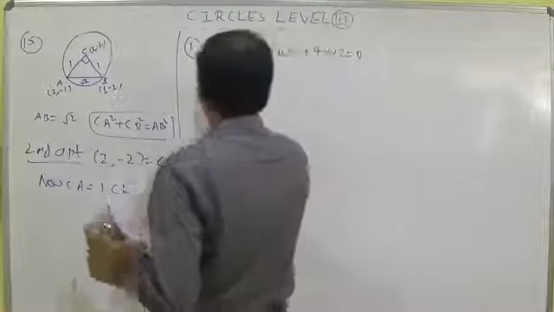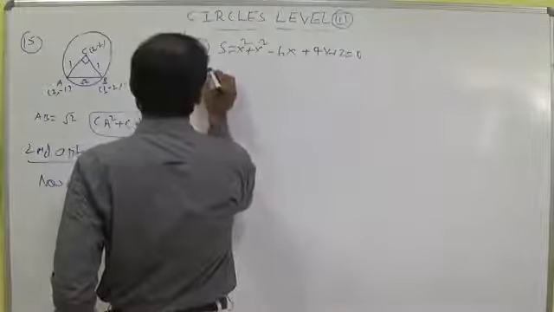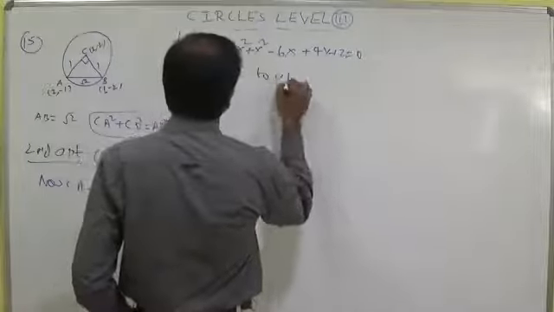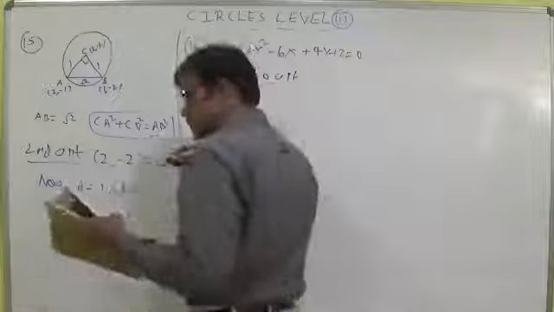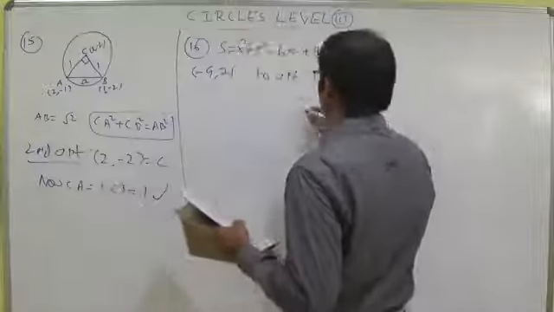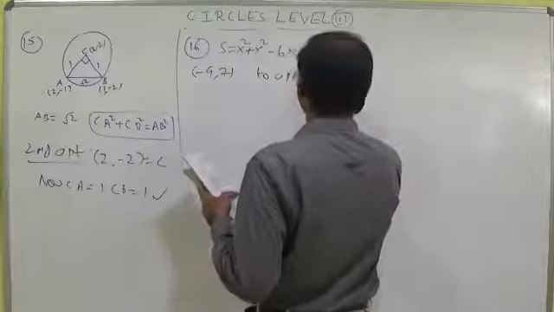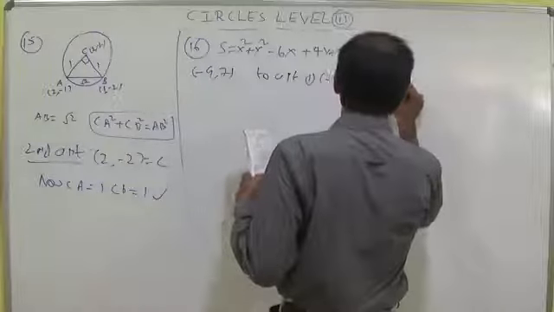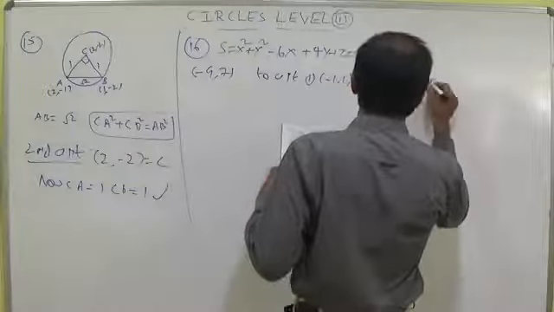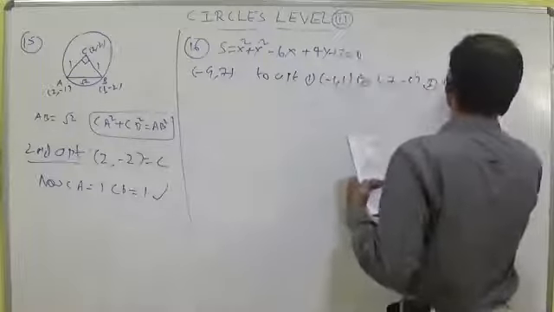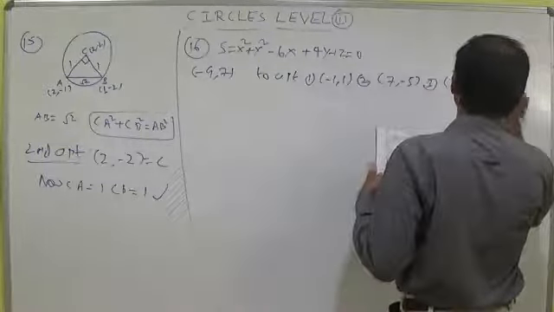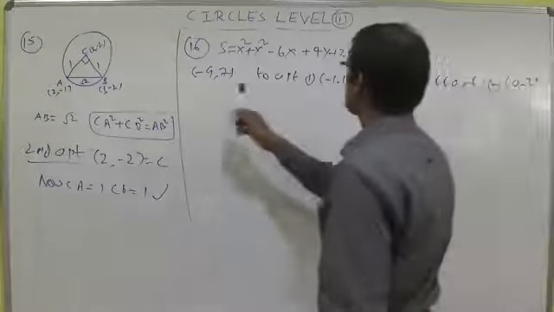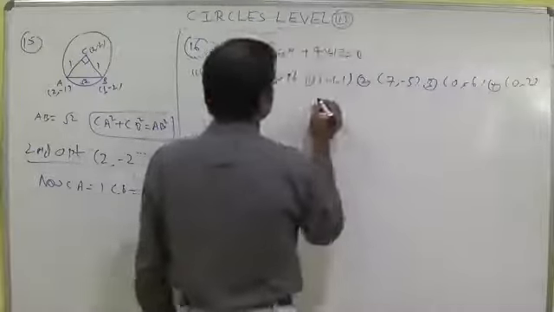So now you calculate the distances from (-9, 7) to the options I am writing. Whichever option gives the maximum distance, that option you should consider. Option 1: (-1, 1), option 2: (7, -5), option 3: (0, -6), and option 4: (0, 2). From (-9, 7) you calculate.